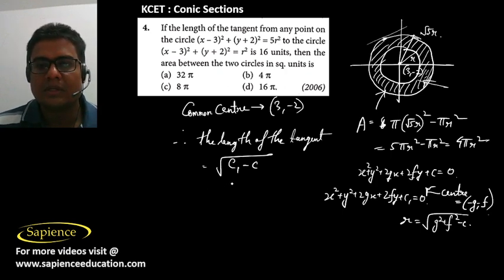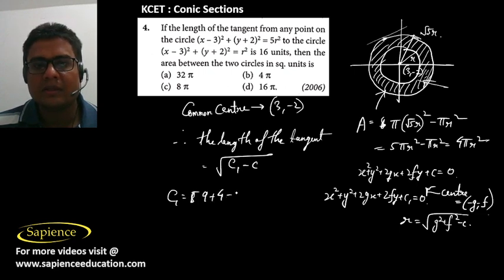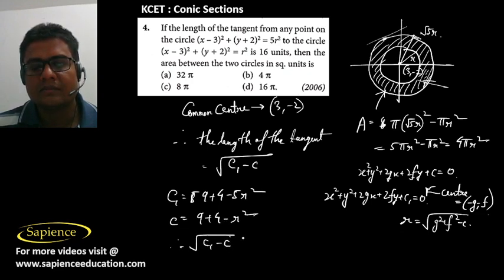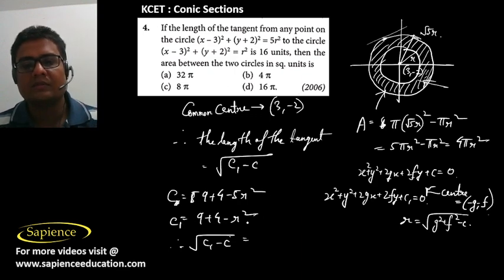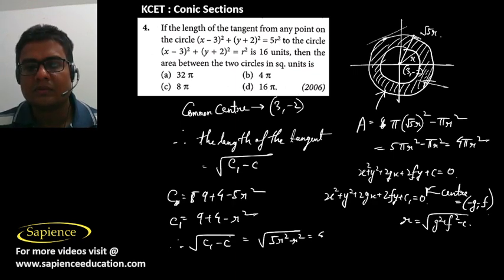So now c1 minus c. Here c1 will be 5r square, which is 9 plus 4 minus 5r square, and c is 9 plus 4 minus r square. So root over c1 minus c, sorry, this is c, this is c1, so c1 minus c will be the square root of 5r square minus r square, that is equal to 4r square, which is 2r, so 2r is equal to 16, so therefore r is equal to 8.